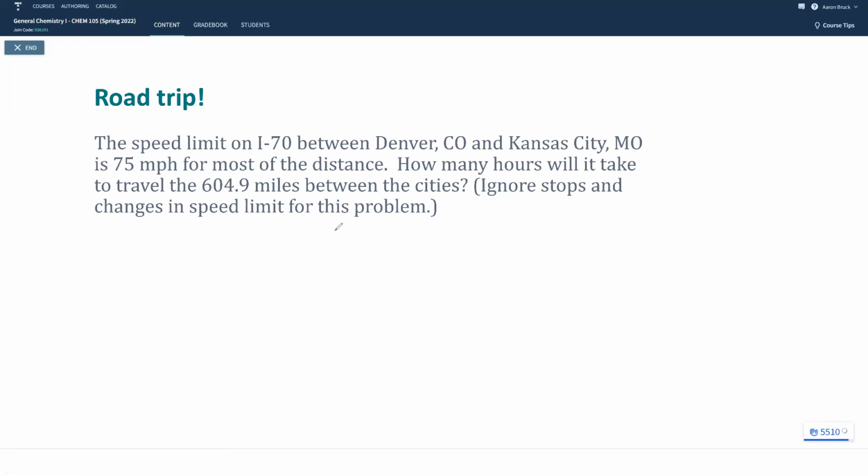The speed limit on Interstate 70 between Denver and Kansas City is 75 miles an hour most of the way. How many hours will it take to travel the 604.9 miles between the cities? For this example, we will ignore likely stopping and changing in speed limit. So this one's a lot simpler. We need to convert our miles into hours.